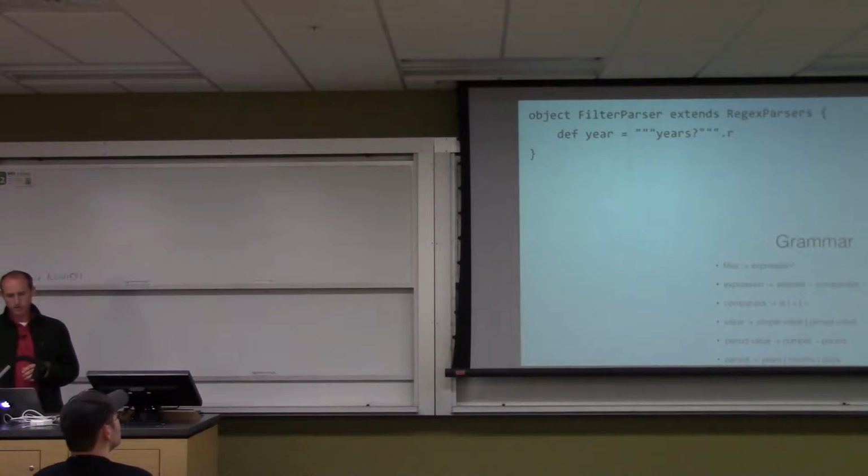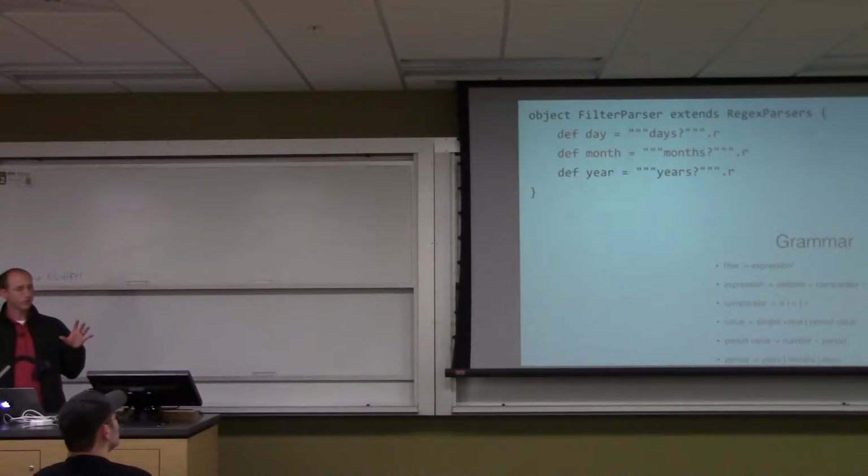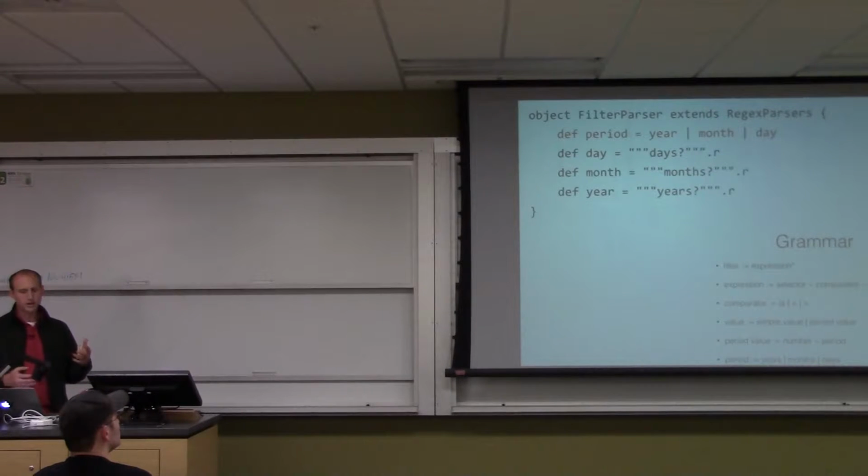So month and day follow pretty similarly. They're really the exact same thing, so we can just put those on the board too. And now that we have those three things, we can define what a period is. So a period is either a year, a month, or a day.